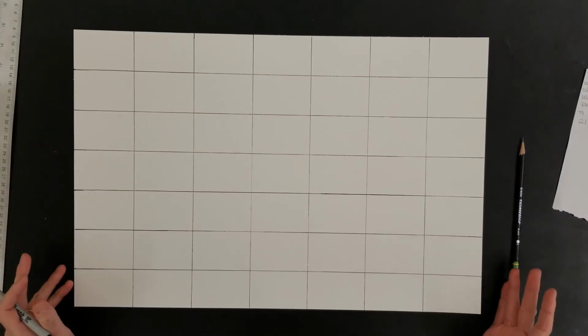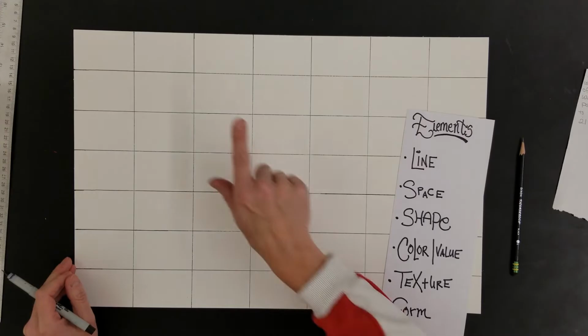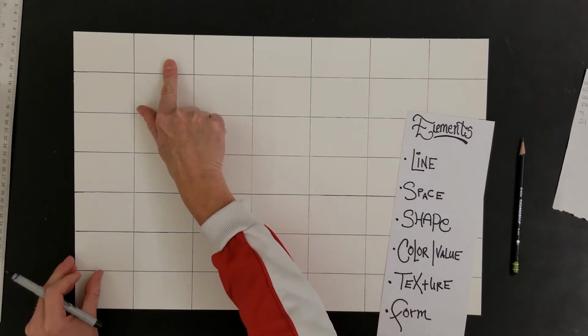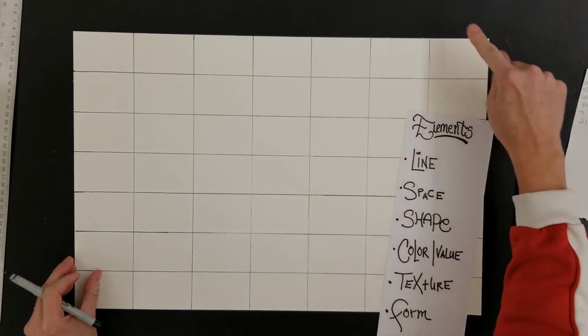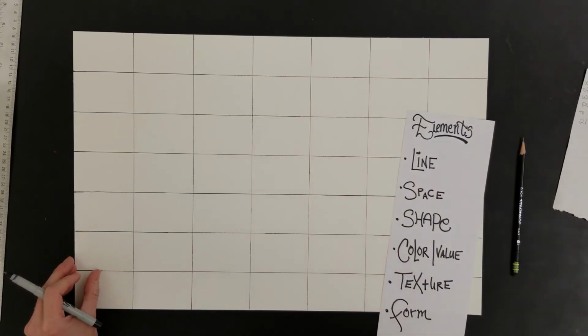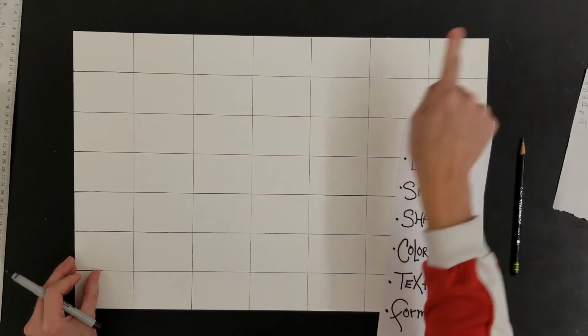Now that I have my chart made, the first thing we're going to do is take the elements of art and we're going to go across the top. So my line, space, shape, color, and I do like to put texture on the end and put form here. So however you want to do it. Line, space, shape, color, form, texture.